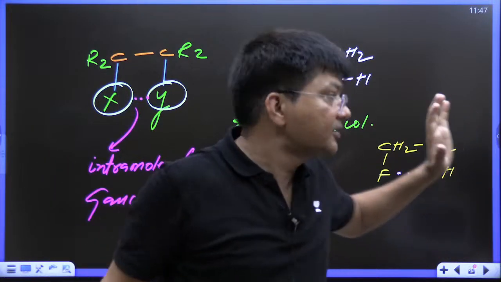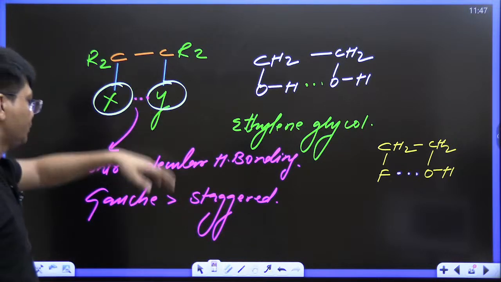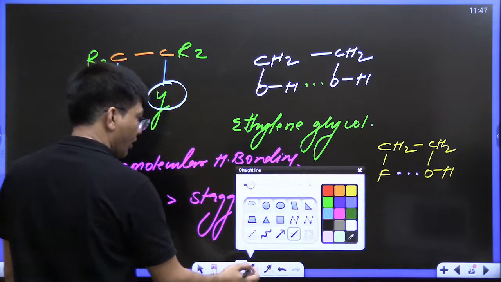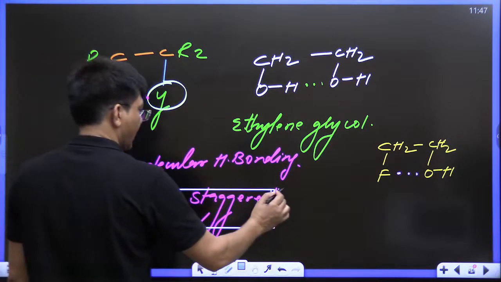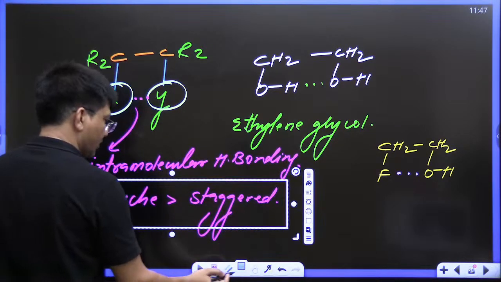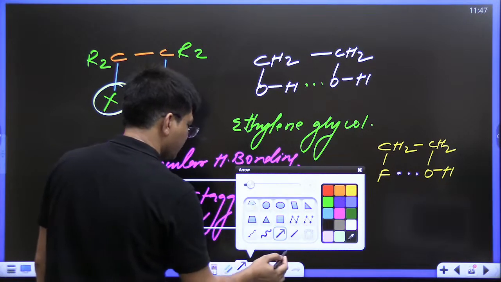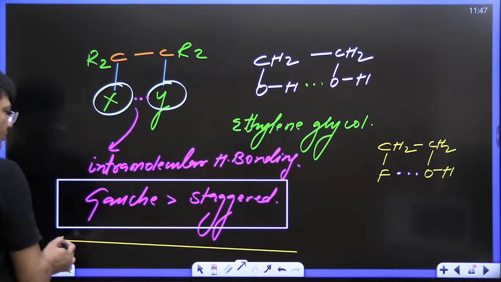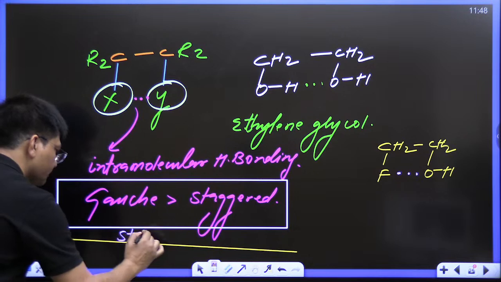So this is the real thing that you are going to get in your examination, kids. In these forms, definitely your Gauche form is going to be more stable than the staggered form. This is the stability order, kids. You have to follow it. You have to understand it. That is going to change your future. Stability order.